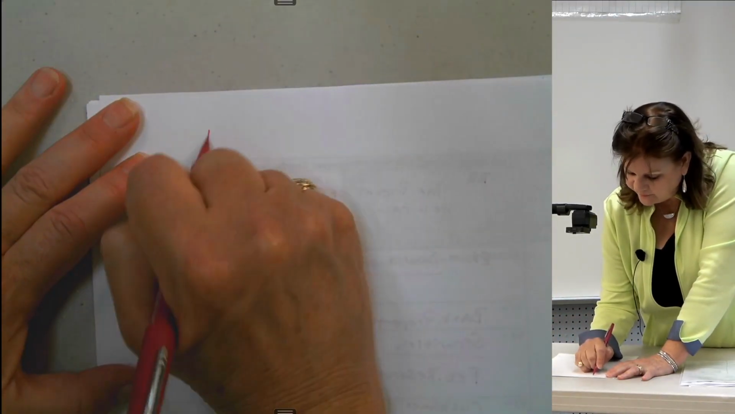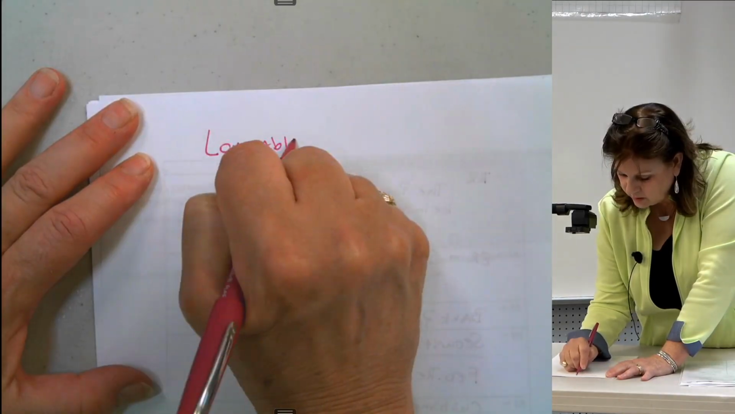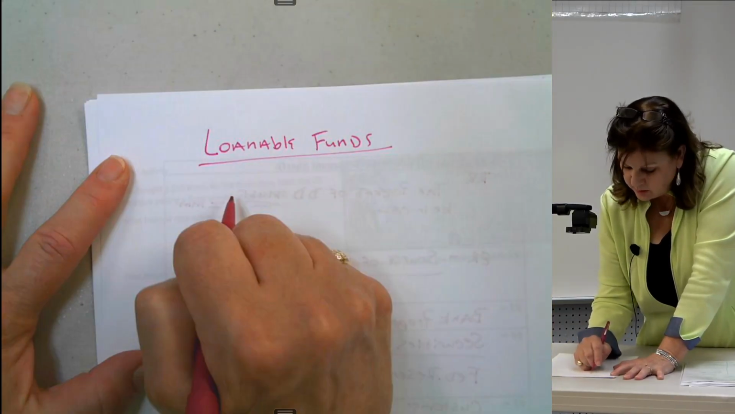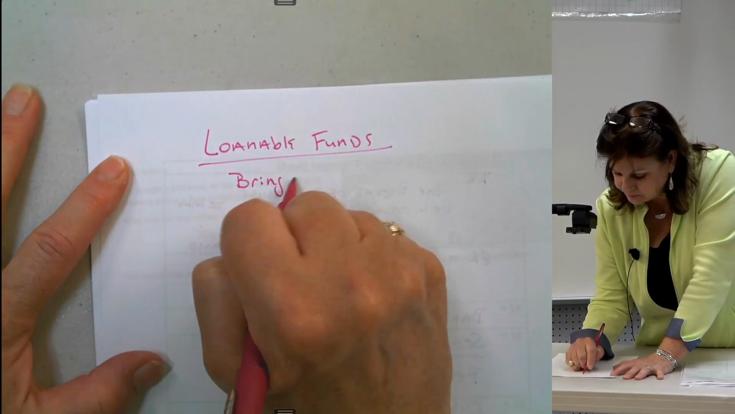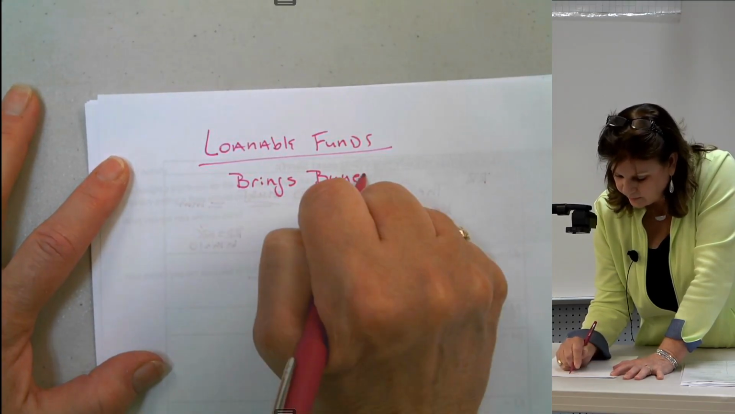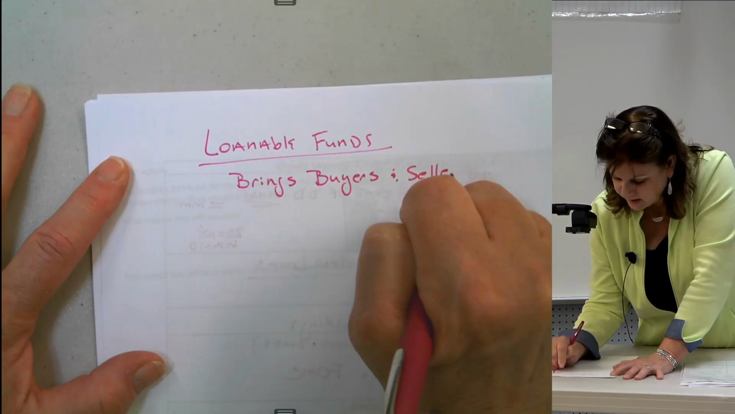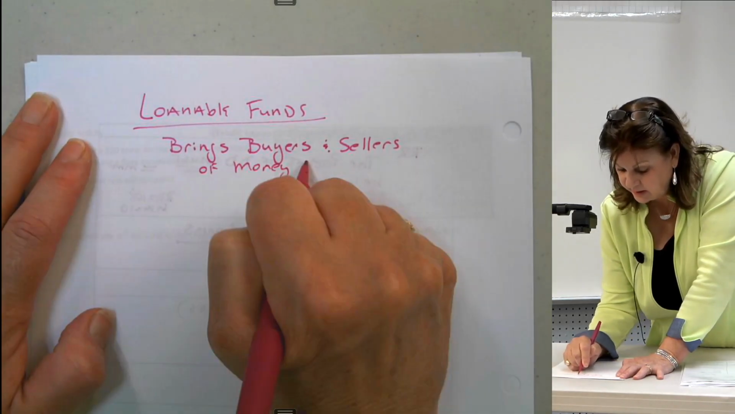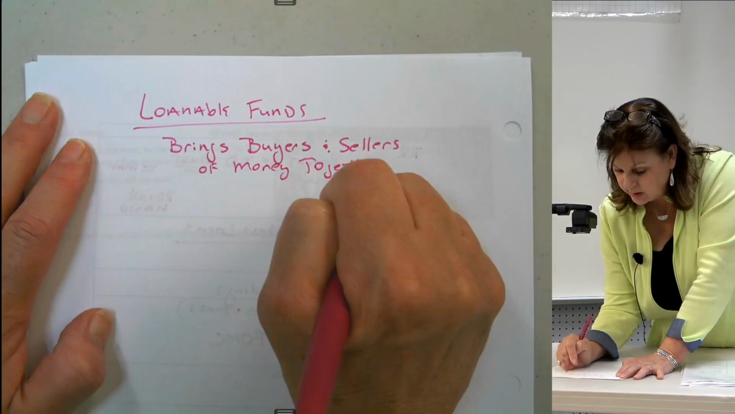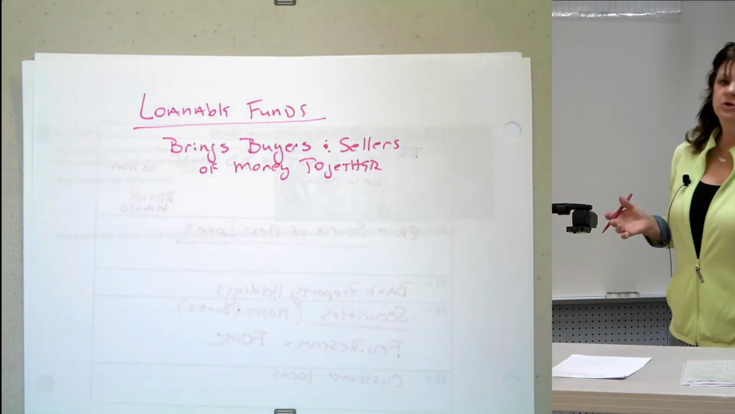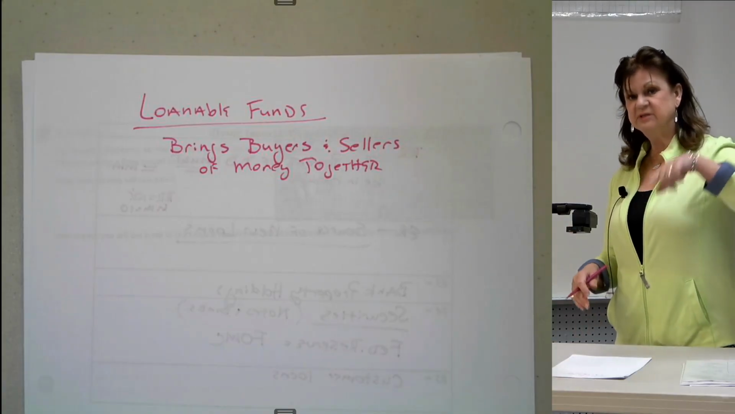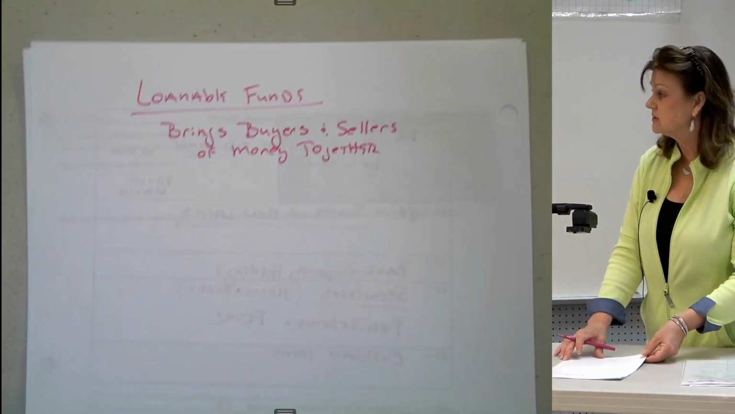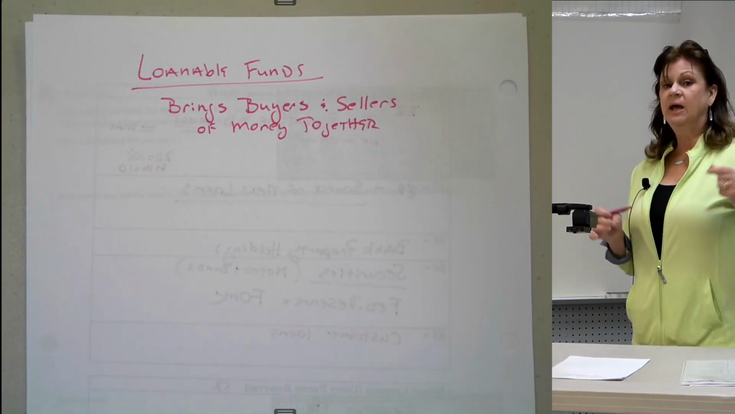Okay. For loanable funds, this is what brings buyers and sellers of what? Money together. Let's just say you have $10,000 you're not using and you put it in the bank, you have become a supplier of money. You are putting more money into the loanable funds. Well, you want to earn something on that. That's your interest. There's a buyer out there. There is someone who needs your cash and will take a loan with that cash.